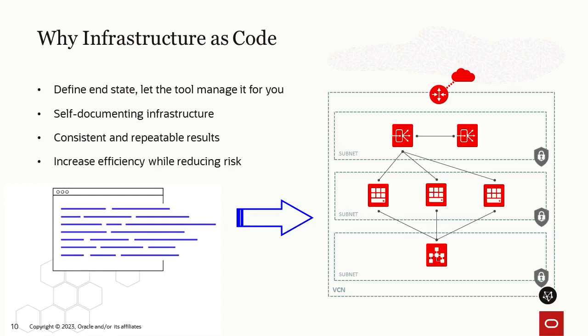Consistency, repeatable results. It's fairly self-explanatory. You write one script and you get an infinite number of uses as long as you continue to use that configuration. And you get to increase your efficiency while reducing risk. So, Winnie, I've got a question for you. Based on some of these benefits of infrastructure as code, why is having infrastructure as code and a central repository so beneficial to your cloud operations?